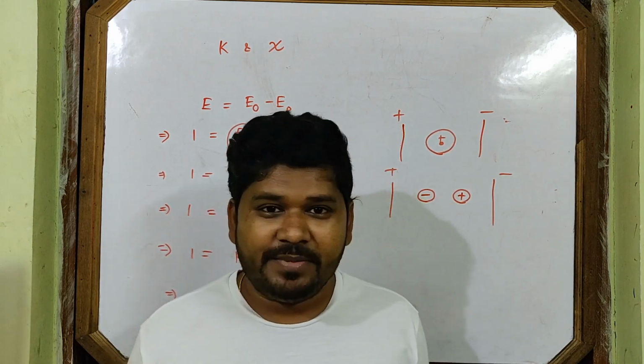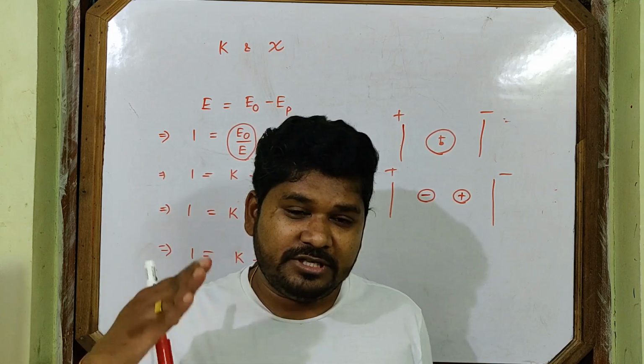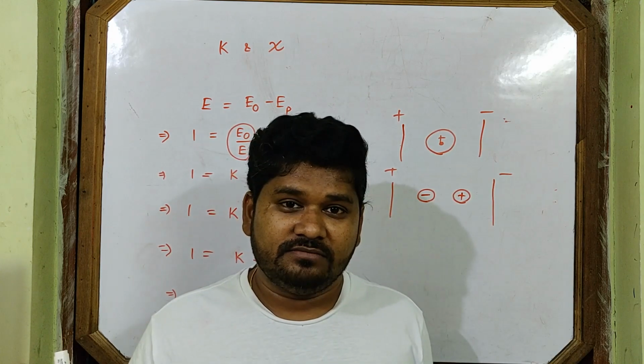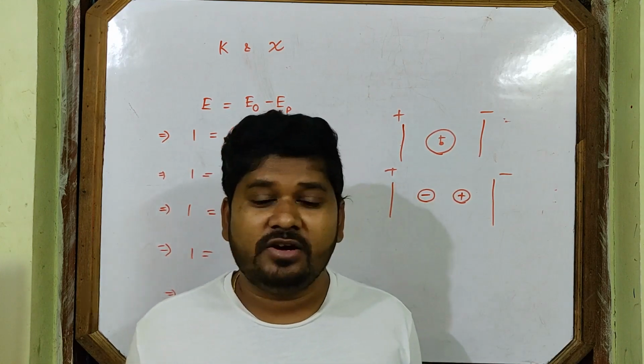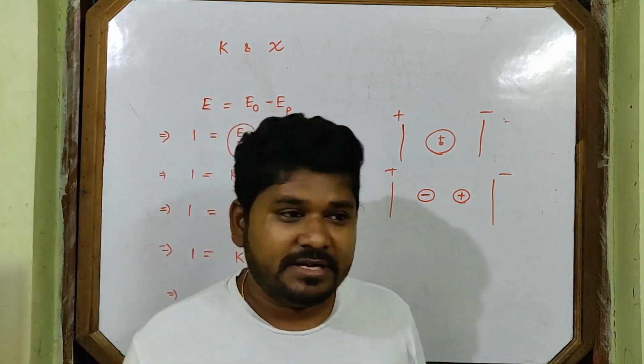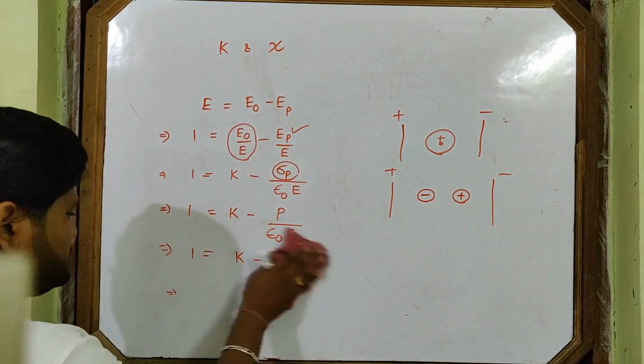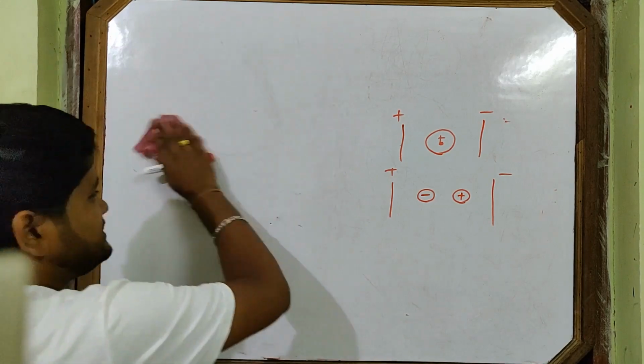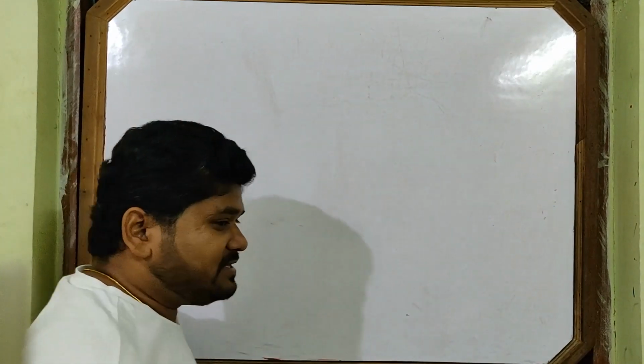When it breaks its insulating property, the maximum electric field which it can withstand without breaking, that is the dielectric strength of a dielectric. Maximum electric field it can withstand without breaking its insulating property. So that is called dielectric strength.